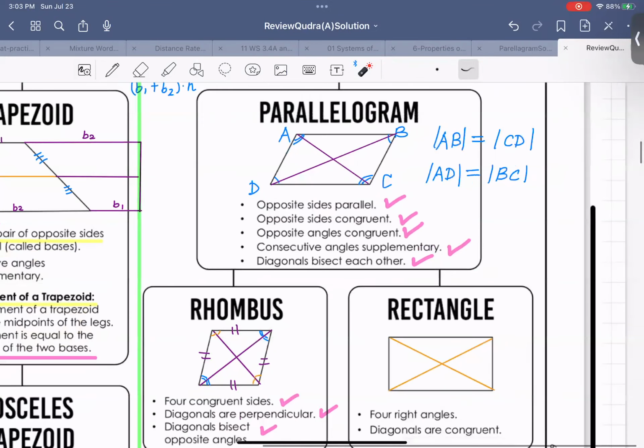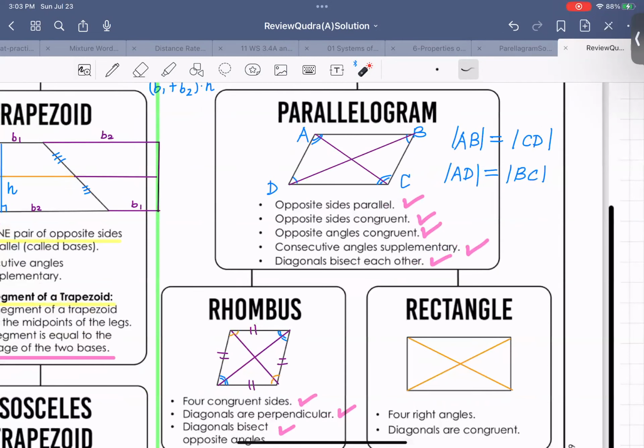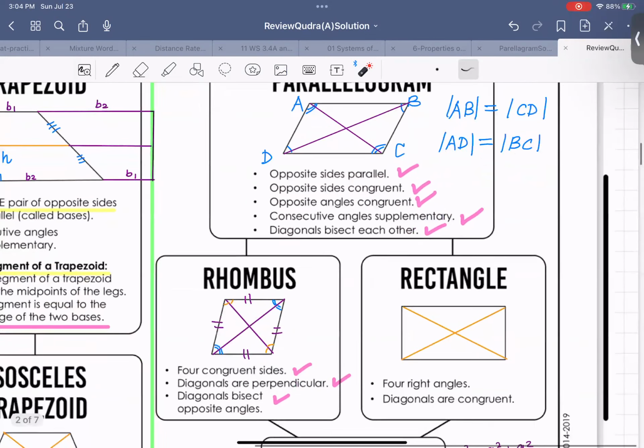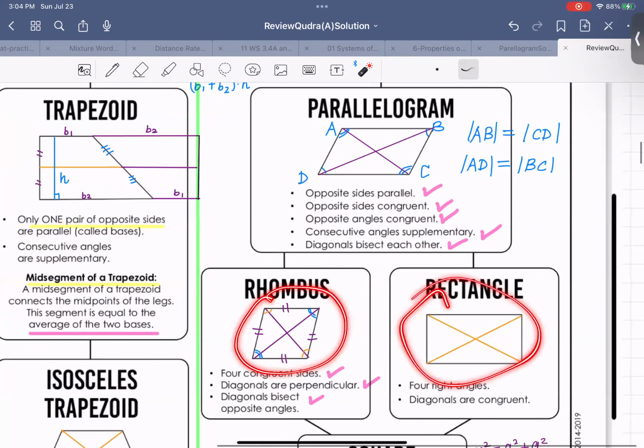Special cases of a parallelogram are a rhombus and a rectangle. So after you write down those 5 properties of a parallelogram, you will do your rhombus and then rectangle.